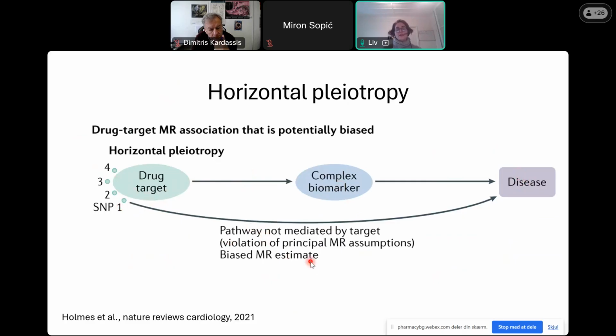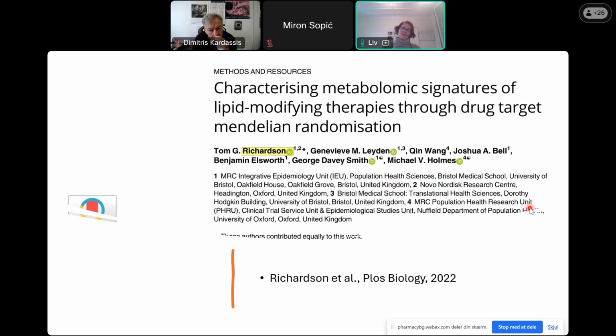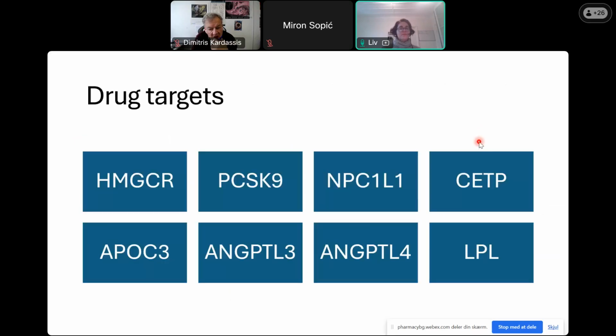And this is when you will violate the MR assumptions, and you are likely to have a biased estimate. Okay, and now for our example. So this is a paper where they're trying to characterize the effect of lipid-lowering drugs on the metabolomics in UK Biobank using drug target Mendelian randomization.